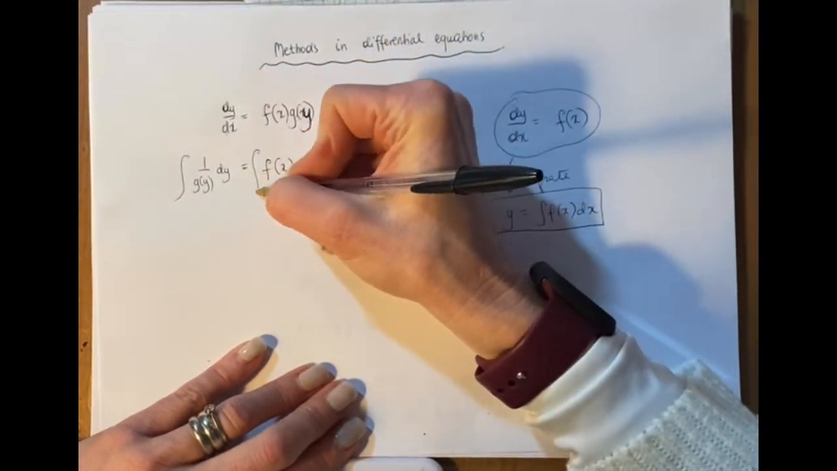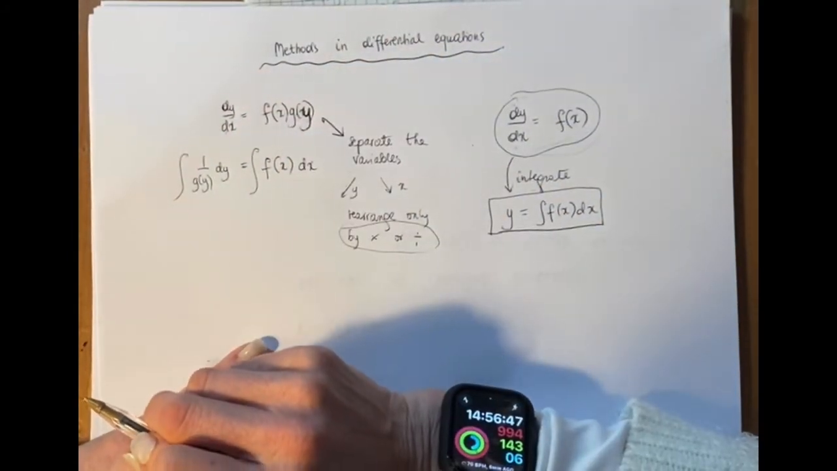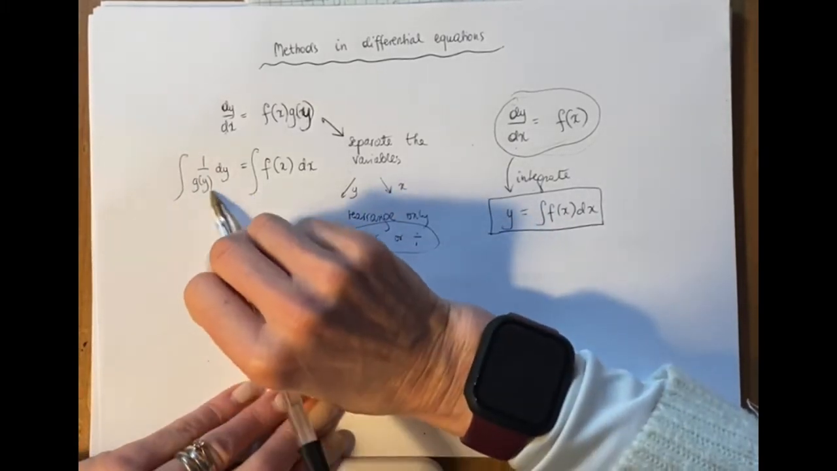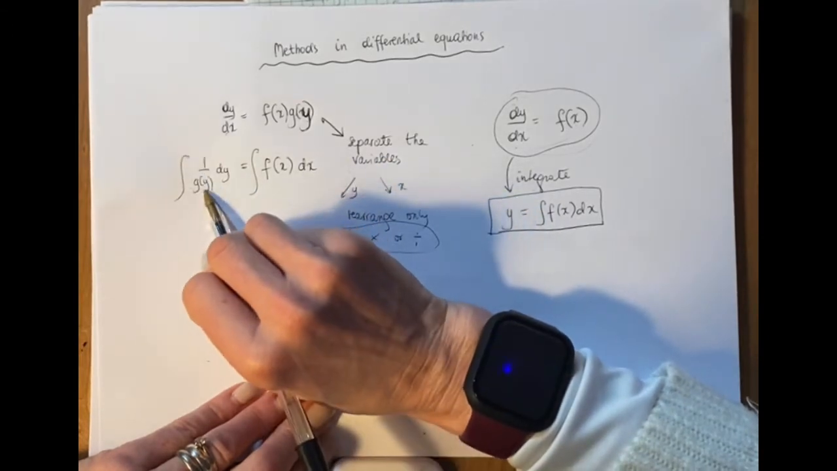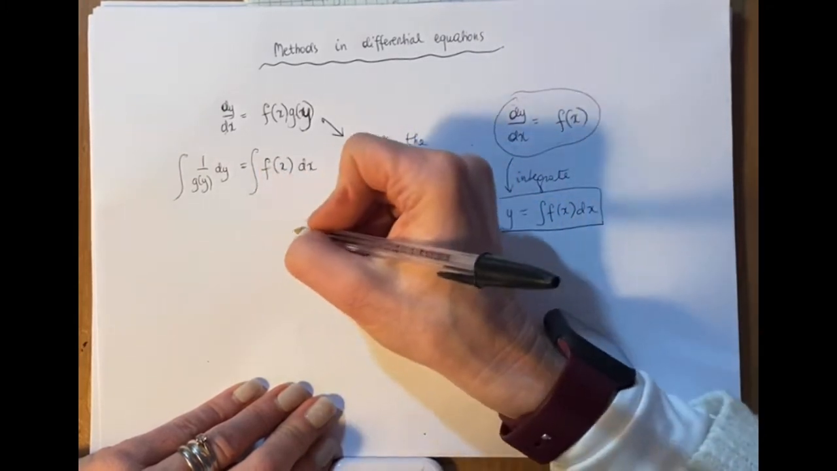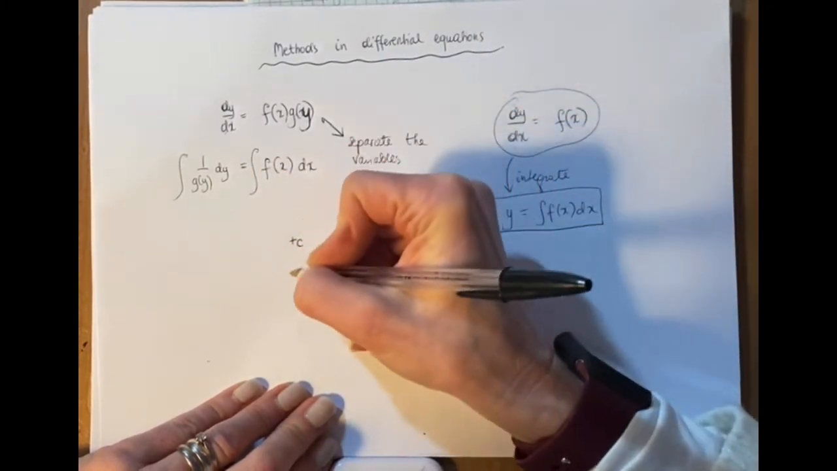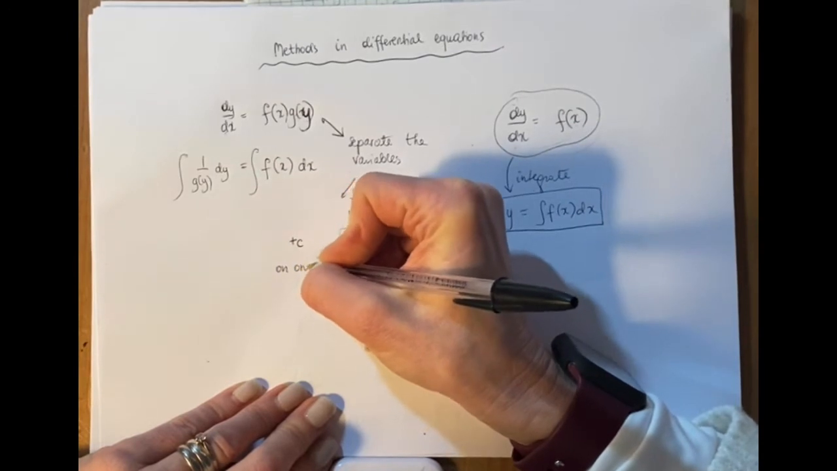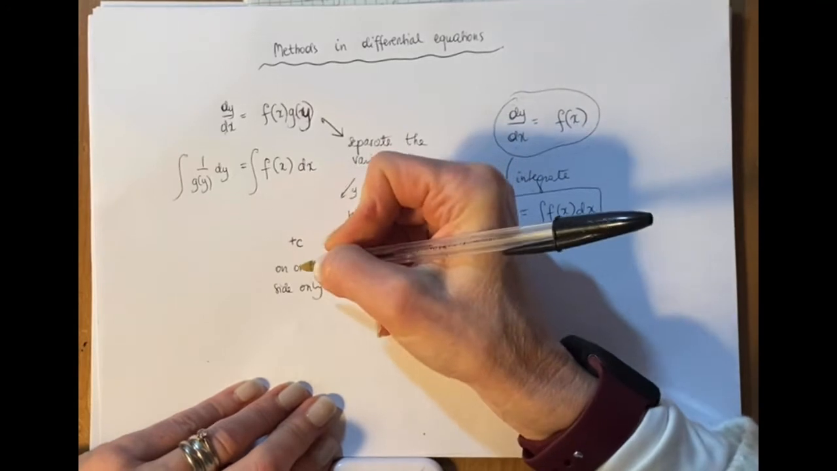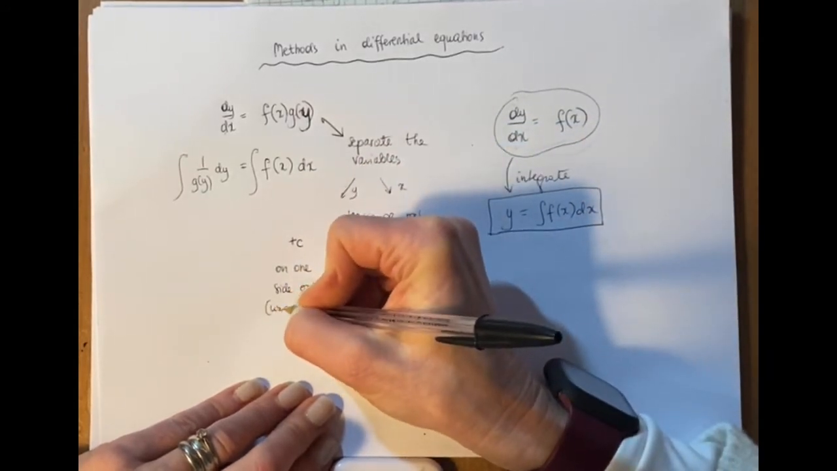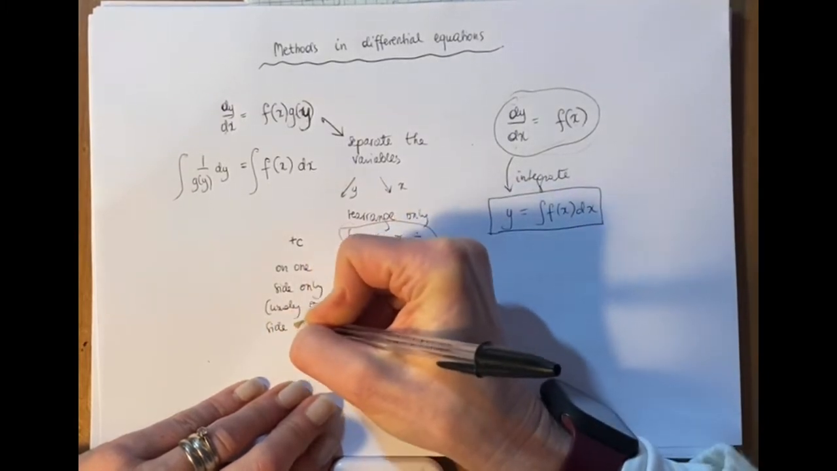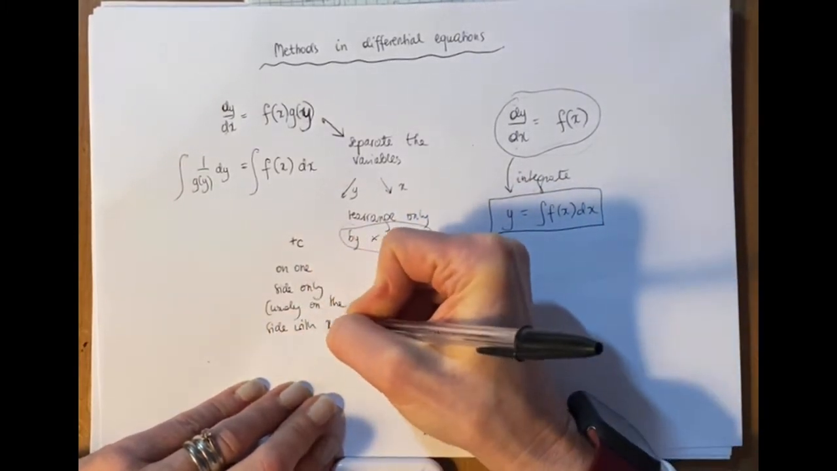Now to make it legal, we are going to integrate. So we separate the variables and then we put the integral symbol, and then you have to integrate with respect to y on one side, and with respect to x on the other side. You're going to put plus c on one side only, and normally it will be on the side that the x's are.